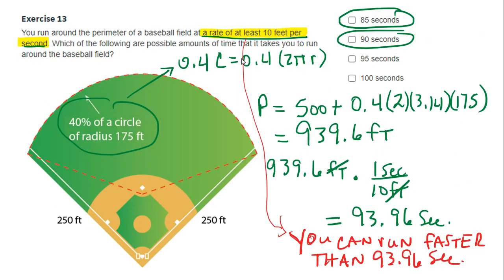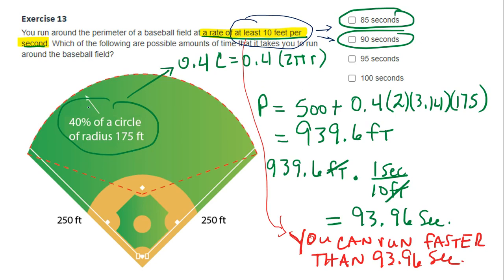All right, you're running around the baseball field at a rate of at least, and you have to pay attention to the words. Yours might say at least or less than or equal to. So that will determine how many of these answers will apply to you. So if you run at a rate of at least 10 feet per second, that means you could run 11 feet per second or 15 feet per second. And if you did, it would take you less time to run around the baseball field.